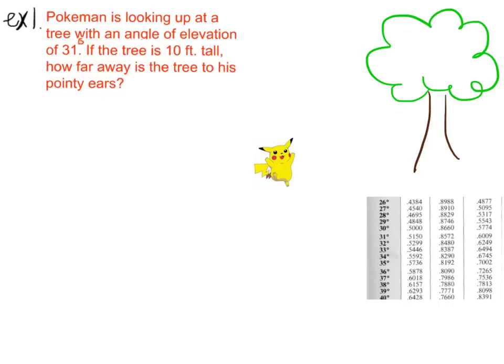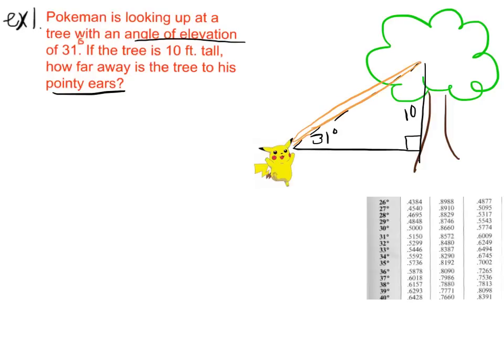Okay, the first thing I want to do is draw a picture here. I know that he is looking up at the tree, and that the tree is 10 feet tall, and I know that that's going to create a right angle right there. They're saying that it's an angle of elevation of 31 degrees, and they're asking how far is it away from his pointy ears. Now, I did a bad job saying this. I promise any questions on tests will be better than this. What I was asking is, really, how far is this distance right here? So this is my question. What's that length right there?